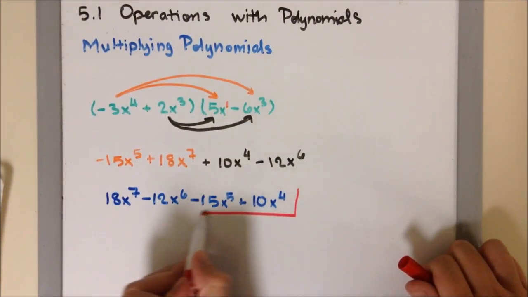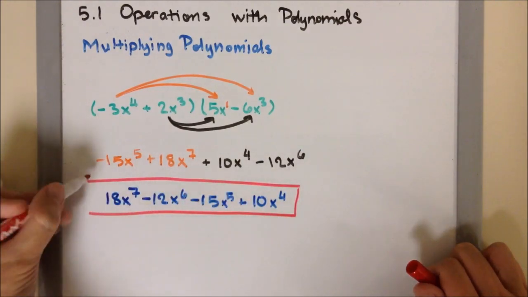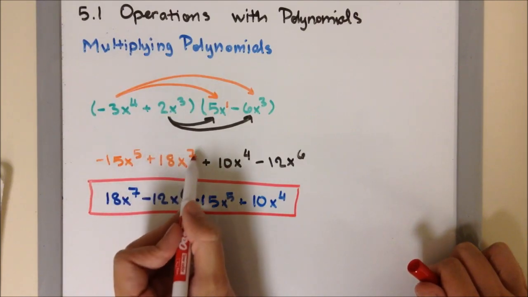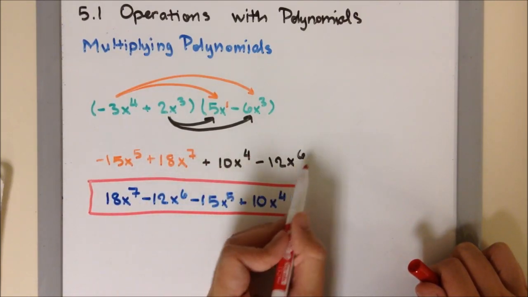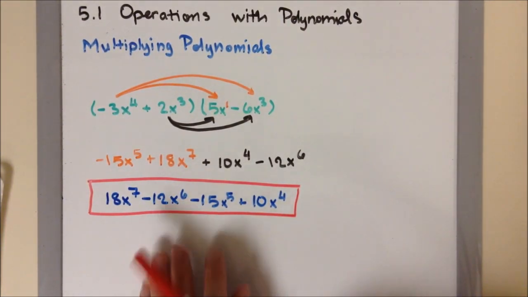Again, I cannot combine any of the terms together because they did not have the same exponent. X to the 5th, x to the 7th, x to the 4th, x to the 6th. There were different terms, so I could not combine them. After that, I just put them in order, and here's my final answer.